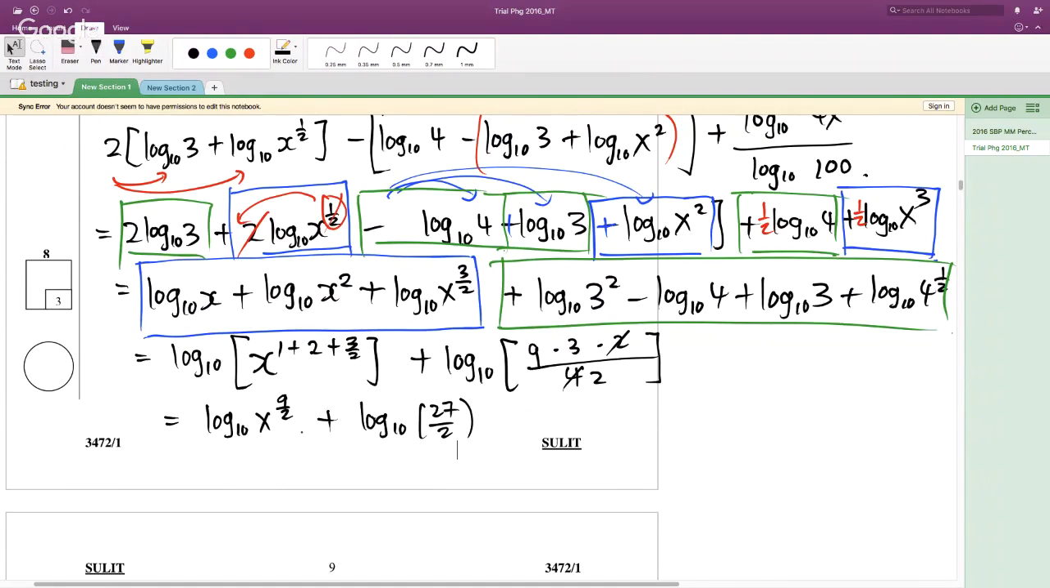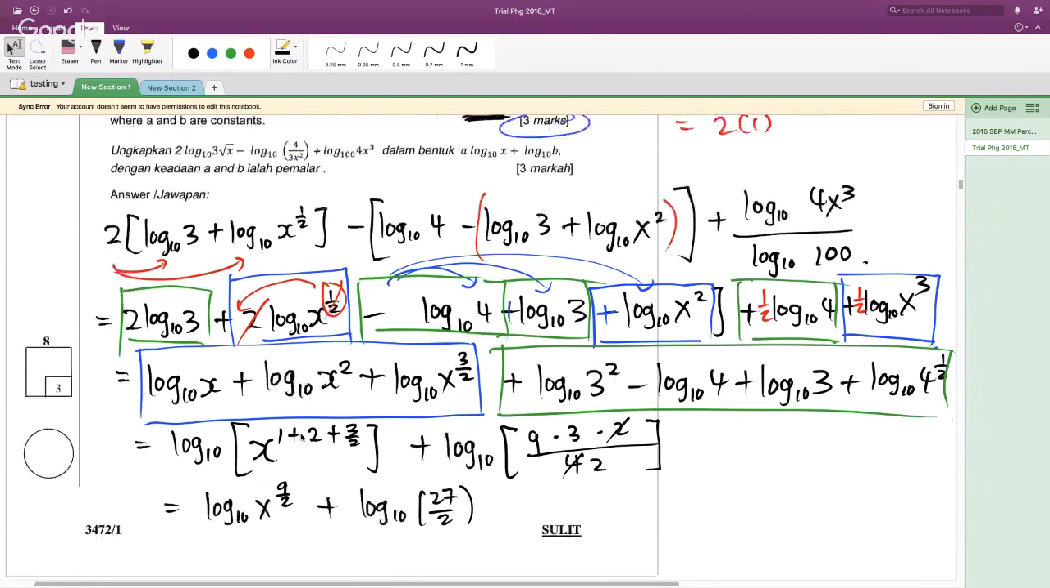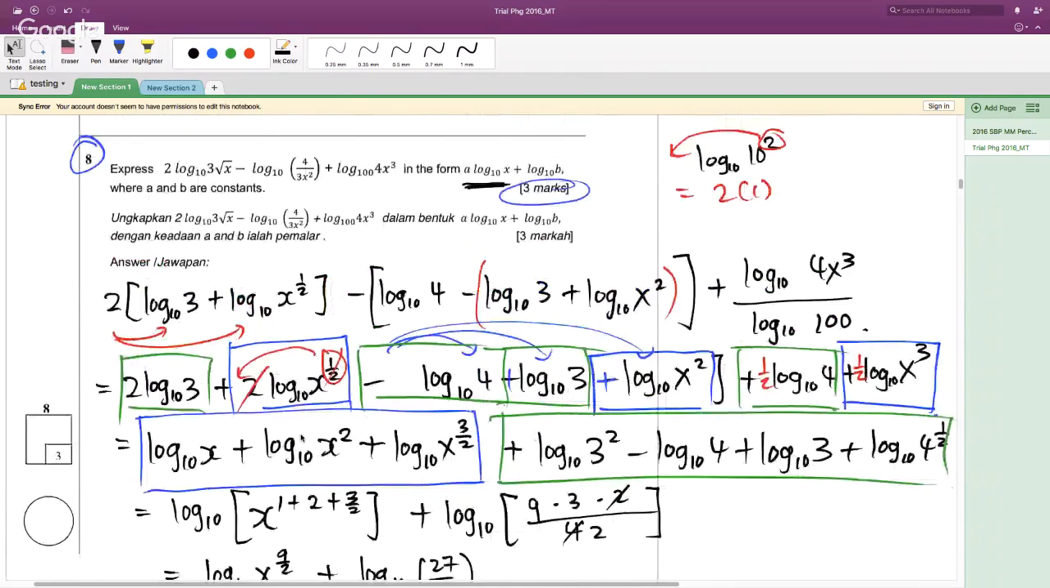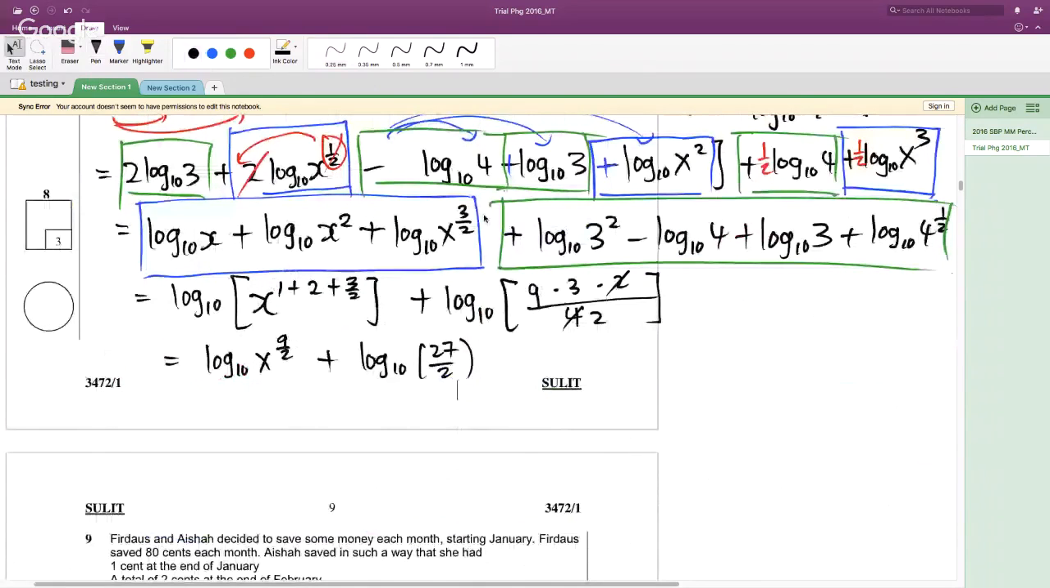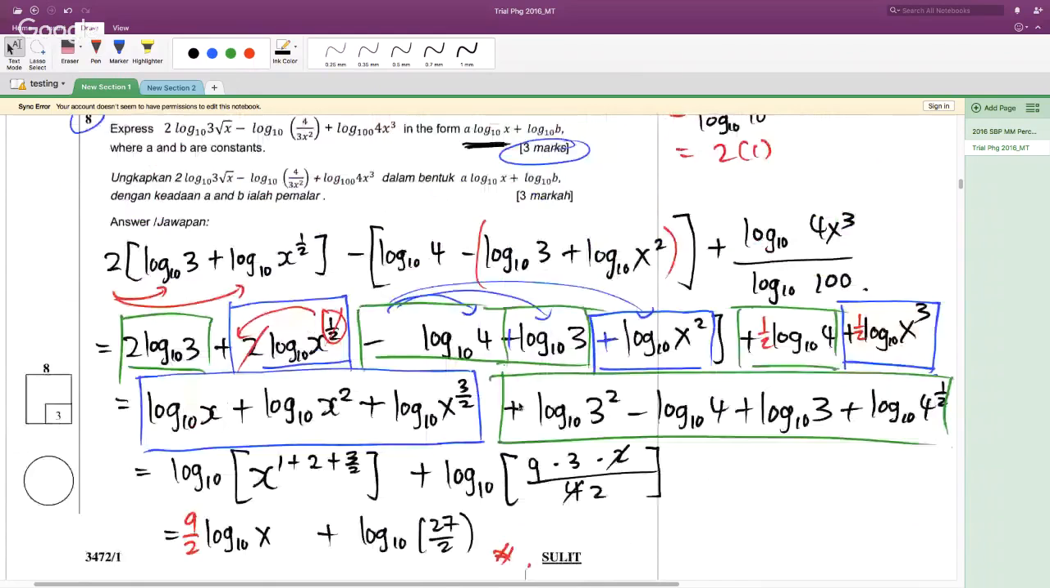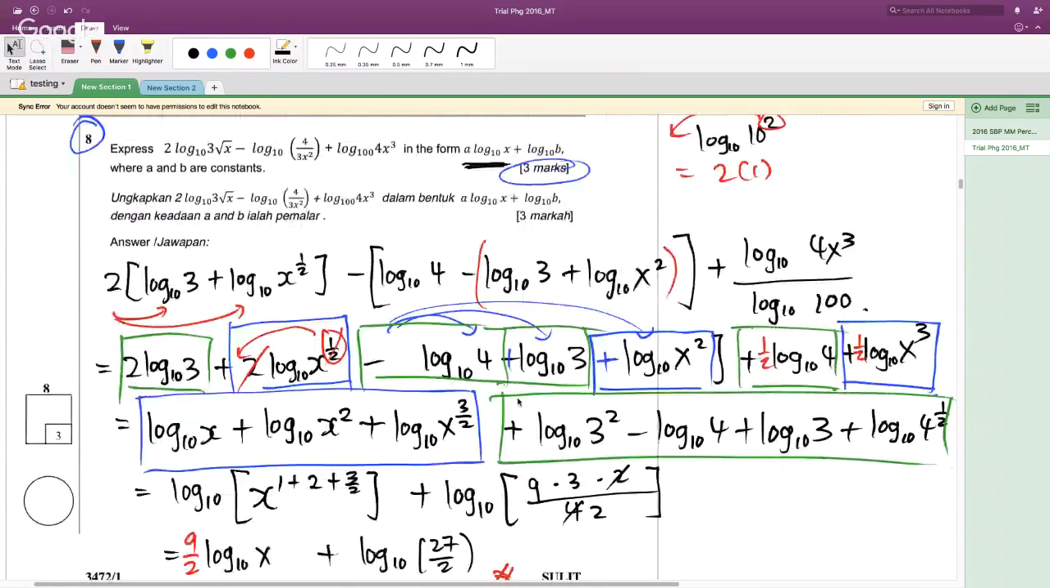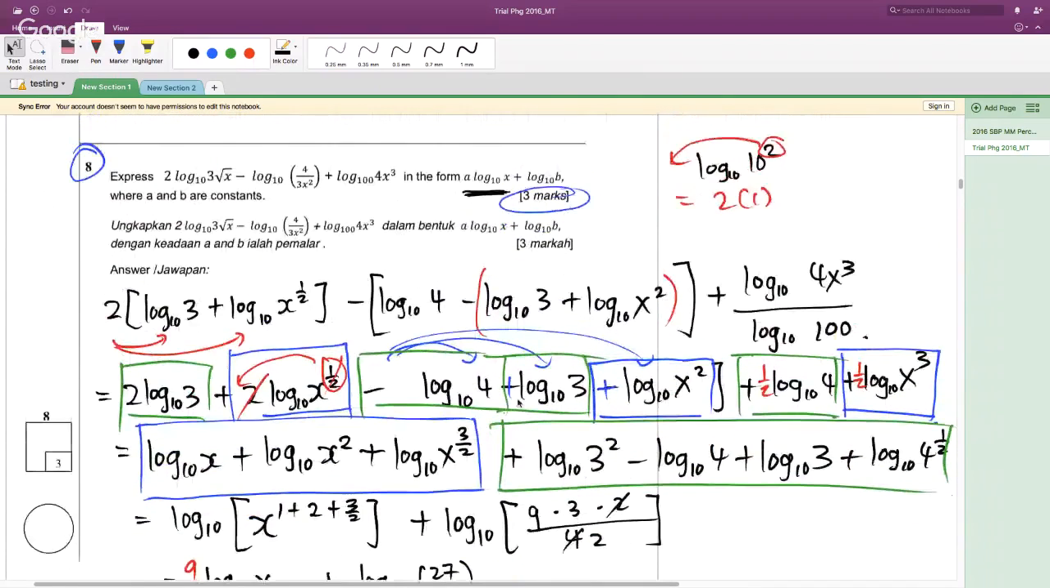All right, but then the question basically wants something like a log 10x, so that means I do not want to have the power. My 9 over 2 I will move to the front, becoming 9 over 2. This is your final answer. Okay, so I would think this one doing 3 marks is a bit crazy.